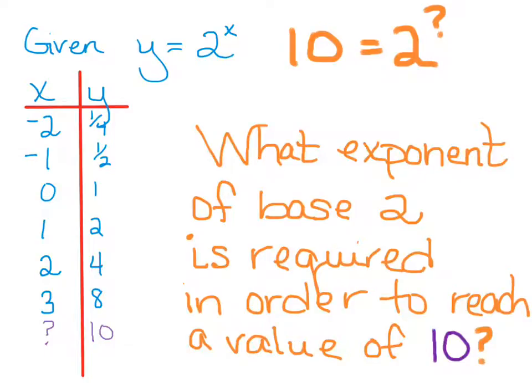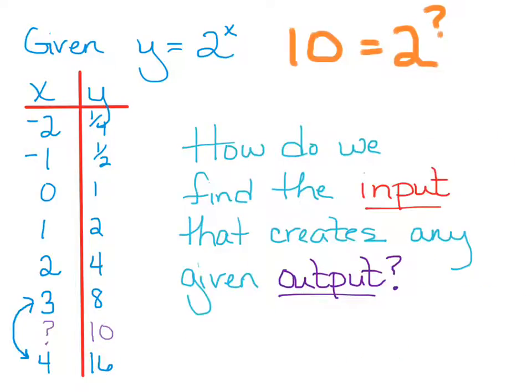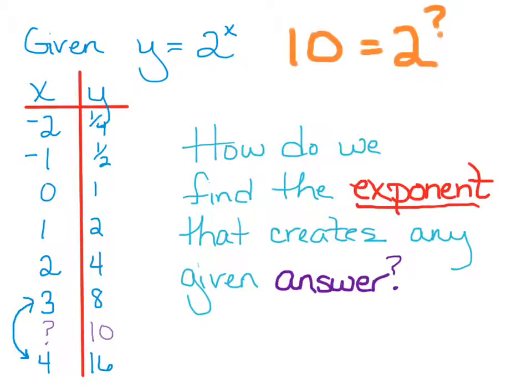And so if we could find the inverse equation that could get us back to the exponent, then we would have it solved. Notice that the answer is going to fall between 3 and 4, because the number 10 falls between 8 and 16. All right. So again, this is the dilemma. How do we find the input that creates any output? And how do we find the exponent that creates any answer?